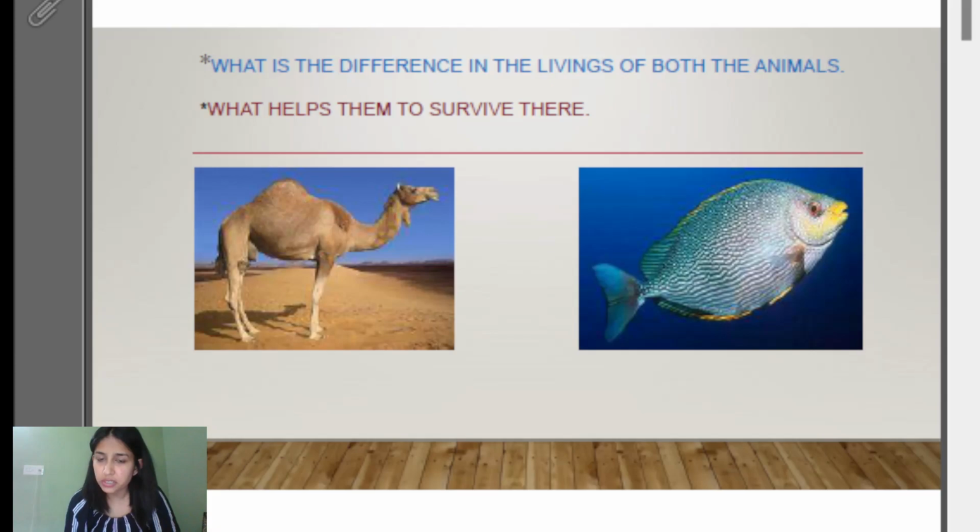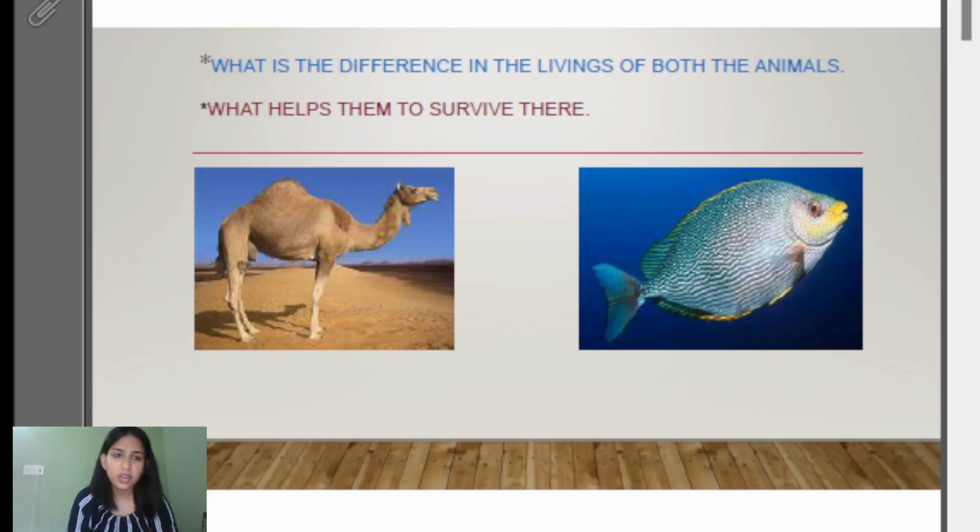So what helps them to survive there? What helps the camel to survive in the desert? We know that a camel can store water and stay for longer without food and water. Survival is hard in the desert, so it has adapted to that. Its skin is also rough and dry according to the climate of the area it lives in. And the fish has a streamlined body, because the fish has to swim underwater. For the fish to swim efficiently, the body is streamlined.